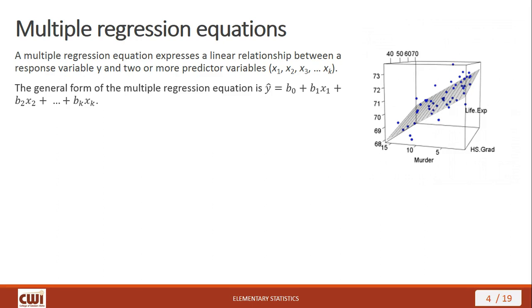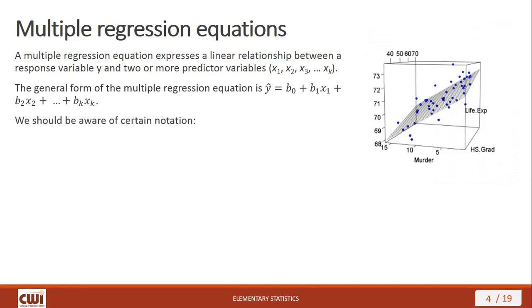The general form of the multiple regression equation is as you see here. So usually there's some coefficient that's all by its lonesome. And then for each of our predictor variables, x1, x2, and so forth, there's a separate coefficient for each of those.